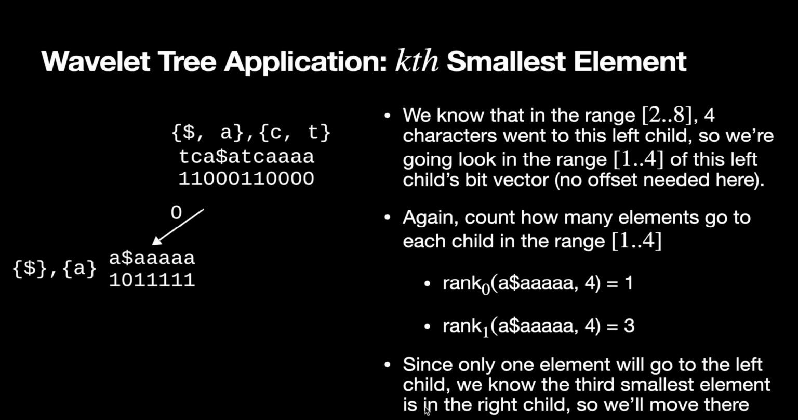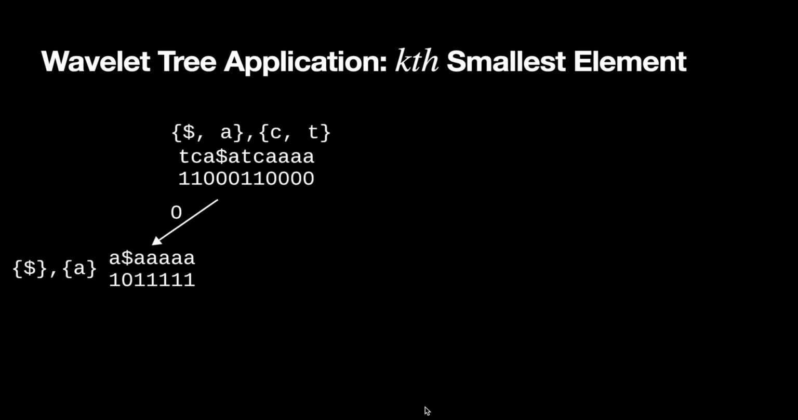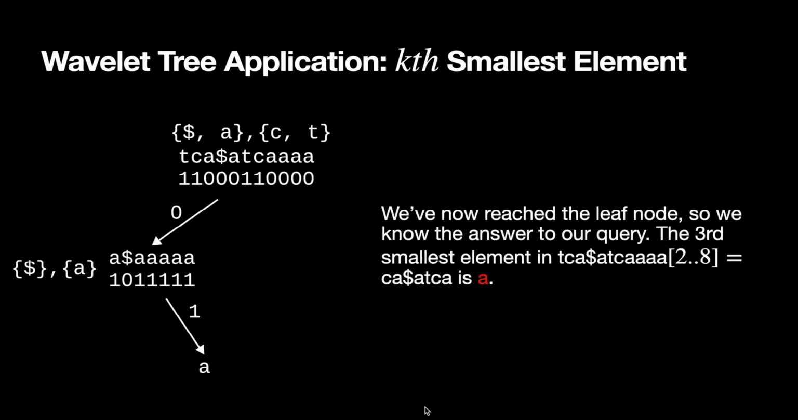So again, we can count how many elements go to each child in the range. We don't have to use 2 rank functions here. We can just use 1 because we're starting from the very start of the subsequence. So we compute the rank of 0, and that is 1, and the rank of 1, that is 3. Now, since only 1 element will go to the left child, we know the third smallest element is in the right child, so we're going to move there. Moving along, we've now reached the leaf node for A, so we know the answer to our query. The third smallest element in this substring is A.